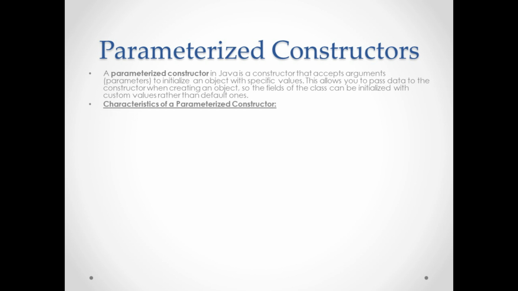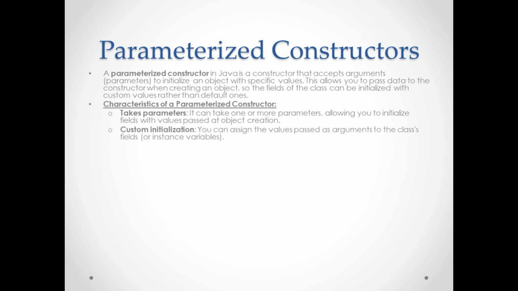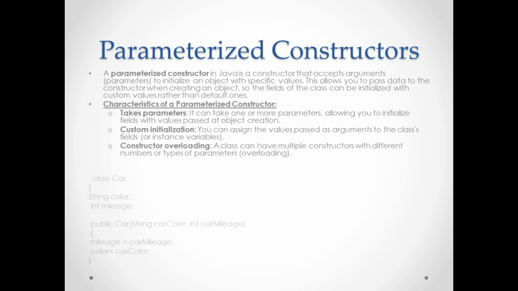Characteristics of a parameterized constructor. Number 1. Takes parameters. It can take one or more parameters, allowing you to initialize fields with values passed at object creation. Number 2. Custom initialization. You can assign the values passed as arguments to the class's fields, or instance variables. Number 3. Constructor overloading. A class can have multiple constructors with different numbers or types of parameters. Overloading. One example of it is also given below.